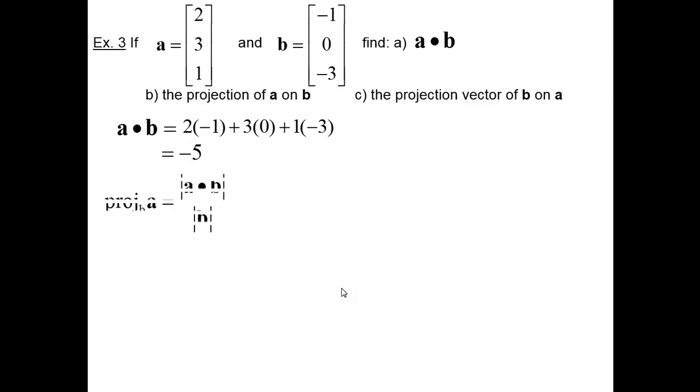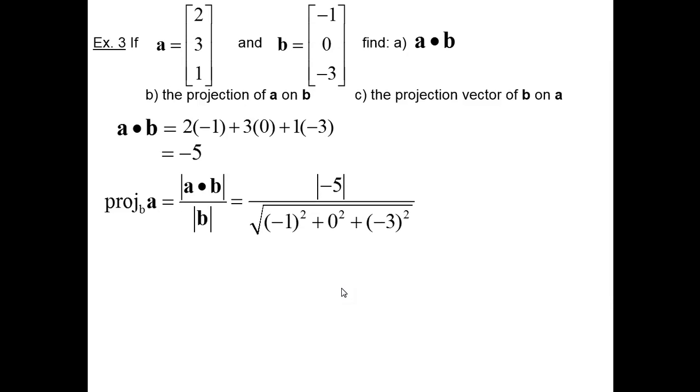So the projection of A onto B, that's going to be the dot product of A and B, absolute value, divided by the magnitude of B. That's going to be the absolute value of -5 divided by the magnitude of B. That gives us the length of our projection of 5 over the square root of 10.